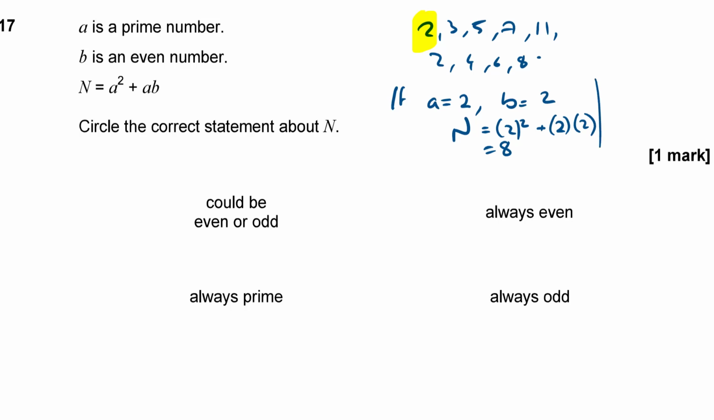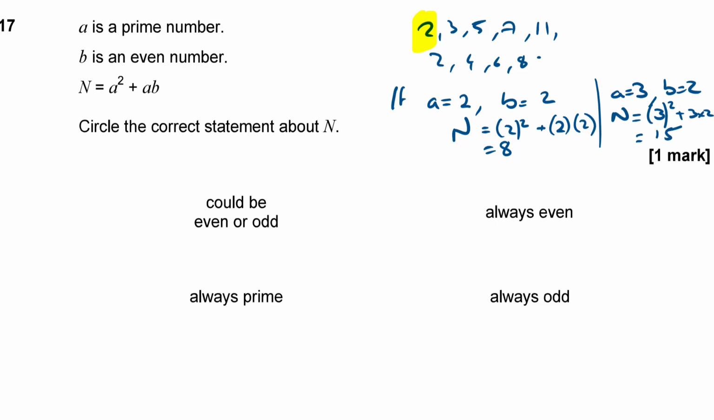Okay, what about if a is another one of my sorts of numbers? Maybe it's one of my odd primes, which most of them are. So what about if a was 3 and b was 2? What would happen then? So if a was 3 and b was 2, then a squared would be 3 squared, and a times b would be 3 times 2, wouldn't it? So that would give me 6 plus 9. 6 plus 9, 15.